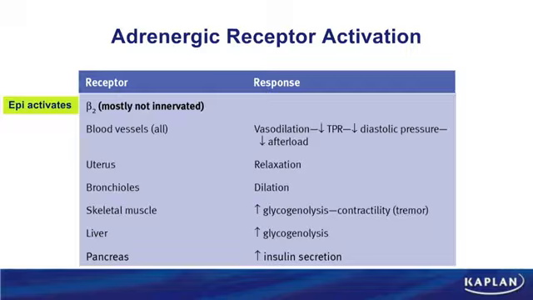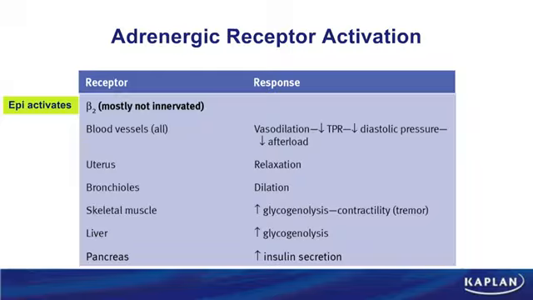When I look at the different organs that contain beta-2 receptors, let's look at the first three together: blood vessels, uterus, and the bronchioles, because the theme is all going to be the same. If I stimulate a beta-2 on smooth muscle, what is going to happen to that smooth muscle? If I increase cyclic AMP, the smooth muscle will relax. Blood vessels vasodilate. The uterus relaxes. The lungs, the smooth muscle relaxes, causing bronchodilation.